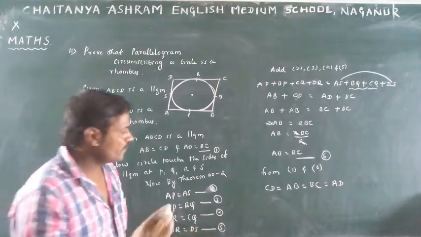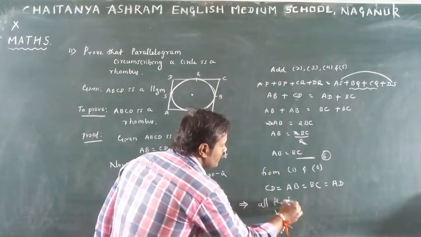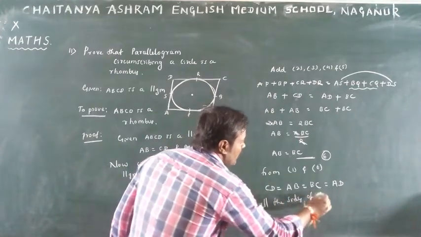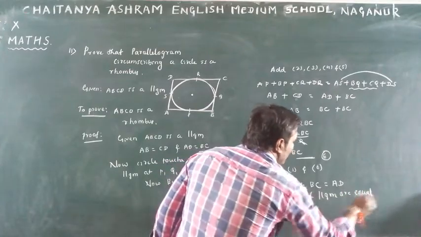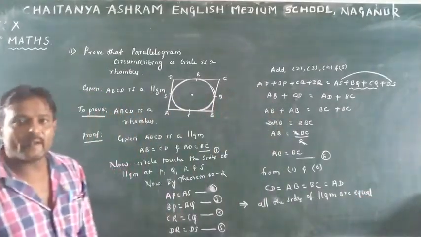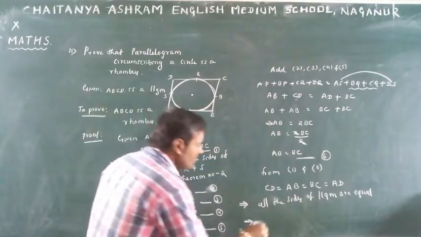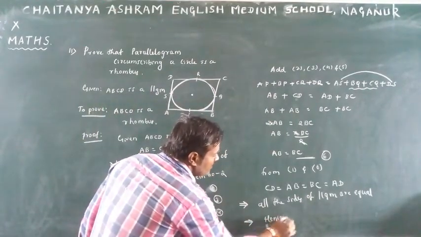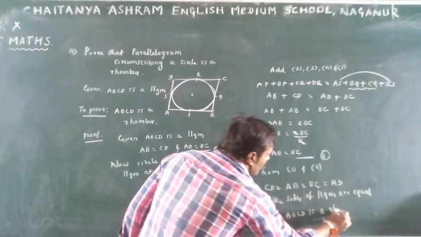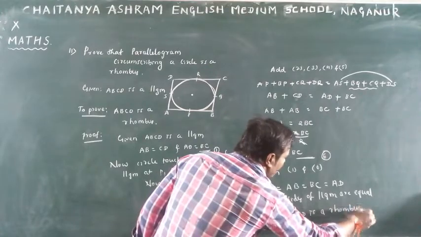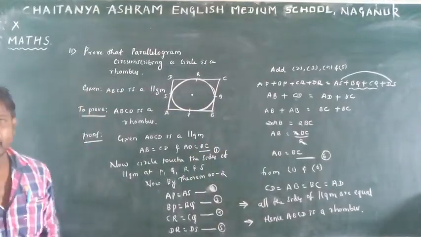Yes or no? That is, which implies all the sides of the parallelogram are equal. When all the sides of a parallelogram are equal, then that parallelogram is a rhombus. Hence ABCD is a rhombus. Clear? This is the proof of question number 11.